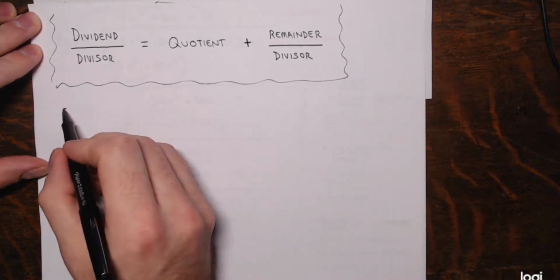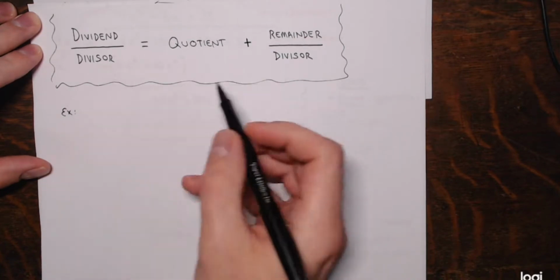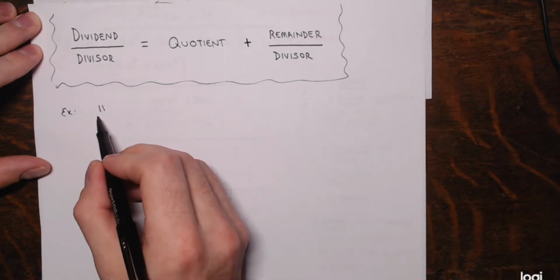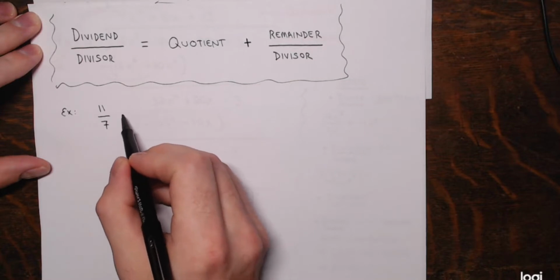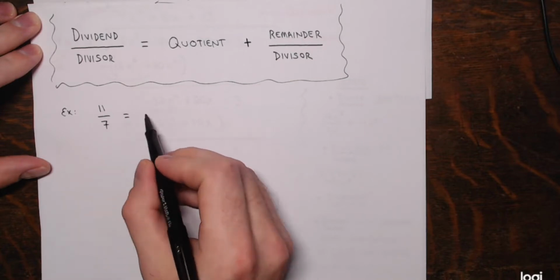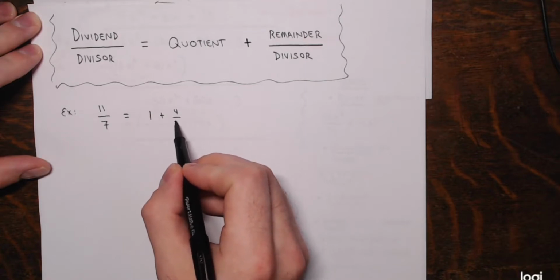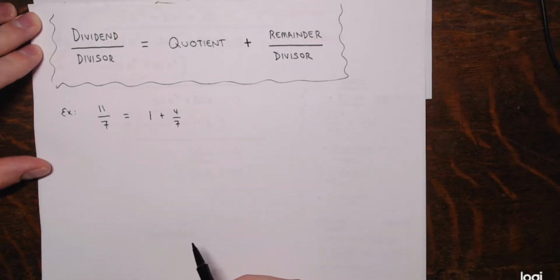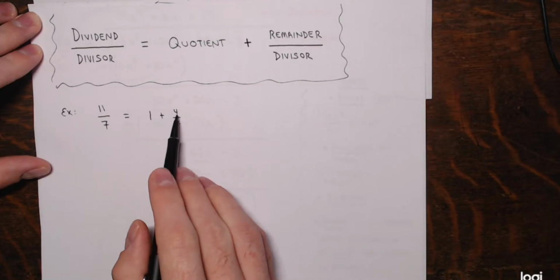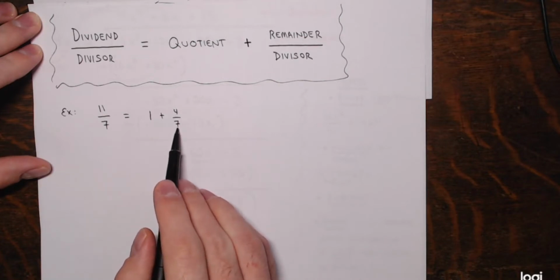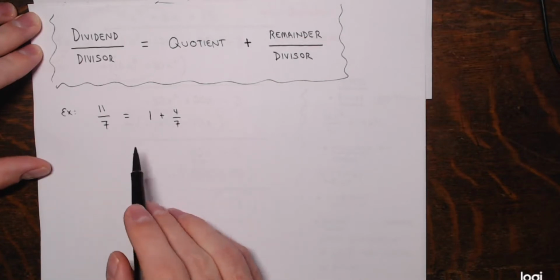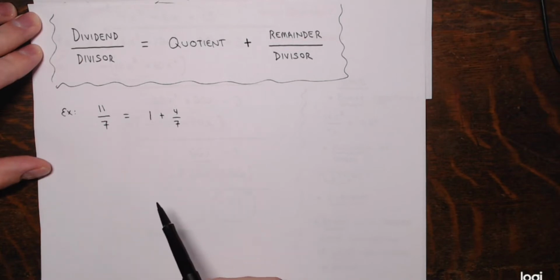And if this looks unfamiliar to you, for example, if I had like 11 divided by 7, right? 7 goes into 11 once, with 4 left over, so you would say that this is 1 4/7. Right? The quotient's 1, the remainder would be 4, and you still have this divisor, 7 here. It's 1 4/7. That's just one quick example with numbers.